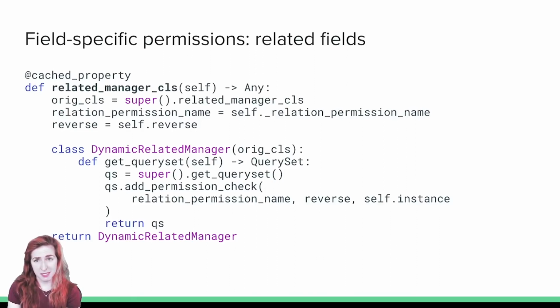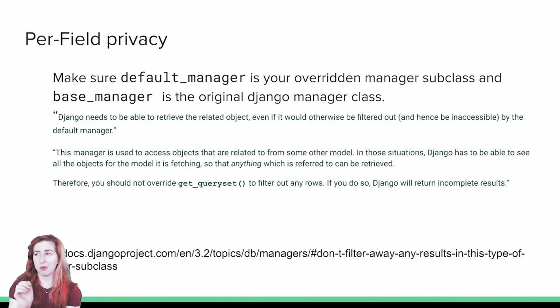There's also something called base manager. It's very rare that you actually want to override this, because this is what Django uses under the hood to compute certain kinds of relations and joins, and overriding it can break Django. So just make sure your default manager is your overridden manager subclass, so the relations pick up the right thing, but the base manager should be the original Django manager class. This is just some text in the documentation about why this is important. If you go to the Django docs managers page, you can find this.